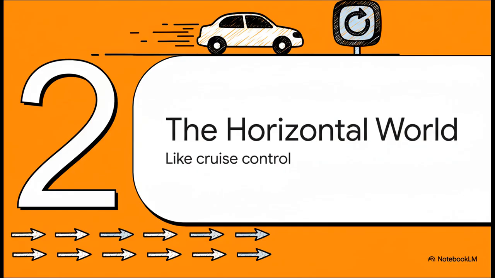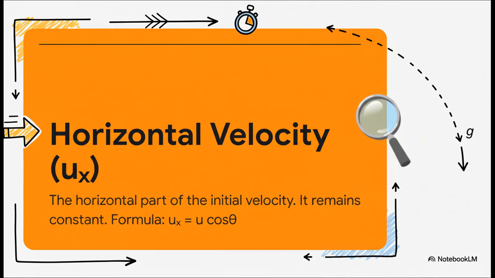The horizontal world is, honestly, kind of boring, but in a good way. Imagine you're in a car on a perfectly straight, endless highway with the cruise control locked in. That's it. That's the entire story of horizontal motion. So the horizontal velocity is just that sideways piece of the initial speed. And the most important thing to remember is, it never changes, ever. From the second it's launched to the second it lands, that sideways speed is constant. Because in our perfect physics world, there are no horizontal forces to slow it down or speed it up.